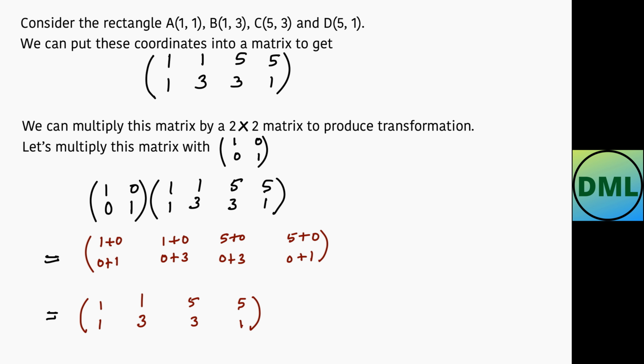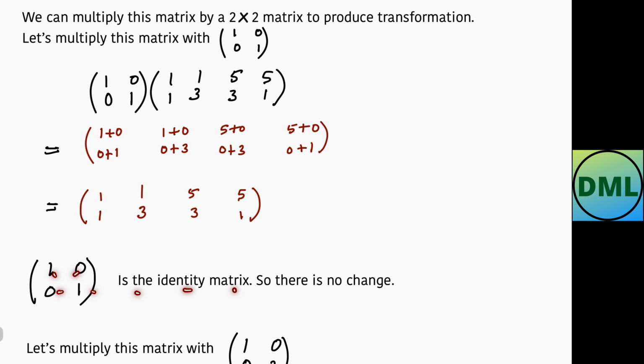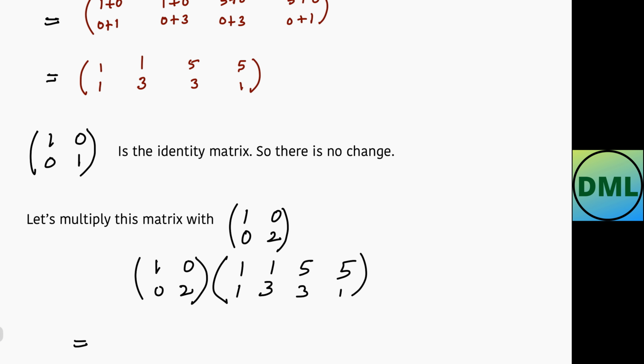We got the same answer as the coordinates we started with. 1, 0, 0, 1 is the identity matrix, so there is no change. Let's multiply this matrix with 1, 0, 0, 2. I am multiplying with this matrix here. Let's apply the same rule here and write down the answer.